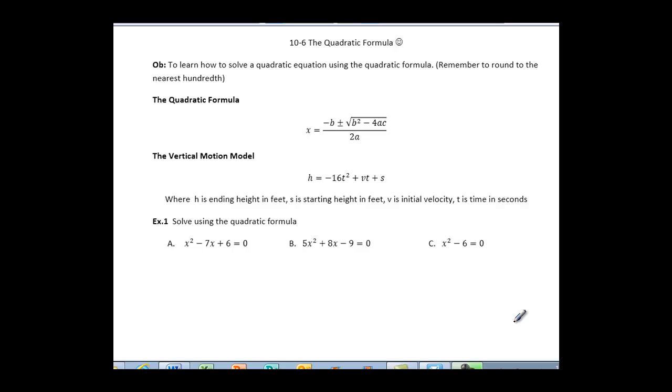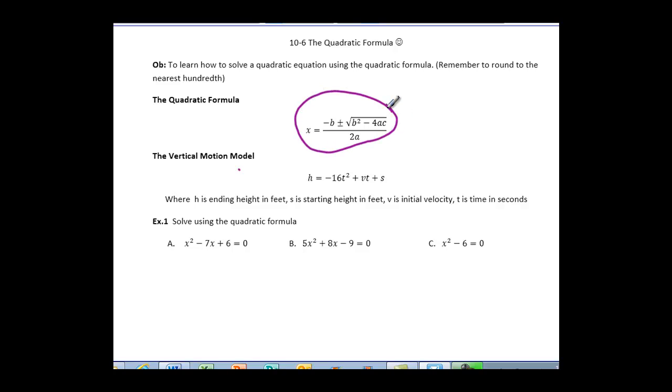Okay, for today's lesson, you'll be doing 10.6, the quadratic formula. Your objective for the day is to learn how to solve a quadratic equation using the quadratic formula. Remember to round to the nearest hundredth. The quadratic formula is given for you right here.